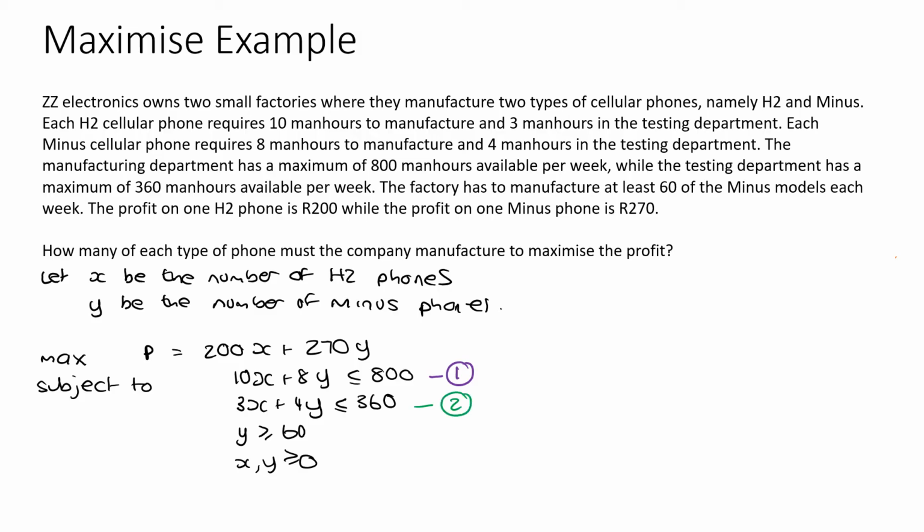We're then going to have constraint 3, which is the production amount for the minus models, the production constraint. And then we're just going to quickly do things so that you remember this. Your x greater than or equal to 0 is going to be constraint 4, and your y greater than or equal to 0 is going to be constraint 5. You're going to need to remember to always put in your non-negativity constraints because that limits you to the first quadrant. Okay, so now we're going to work with constraint 1.